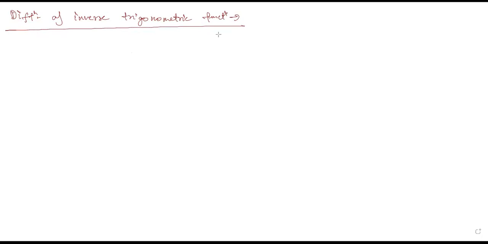चलो मैं तुम्हें दो, I'll take cos inverse x and cot inverse x, because sin inverse x and tan inverse x is already given in the book. So I will take cos inverse x, how we are finding out the differentiation of cos inverse x, right? And cot inverse x.